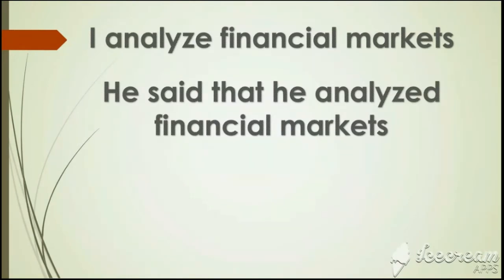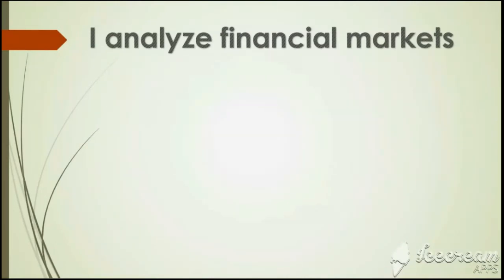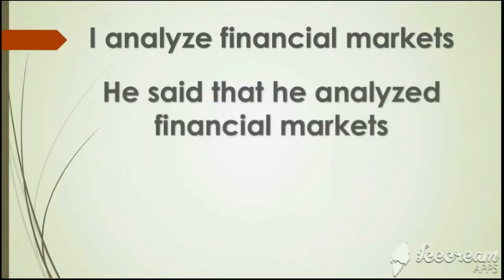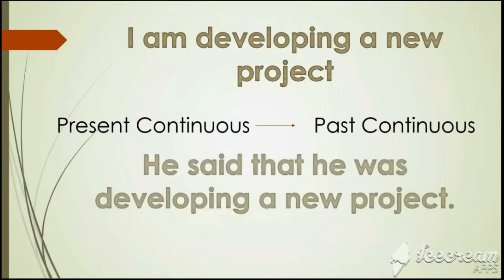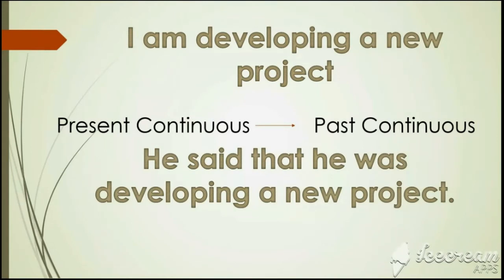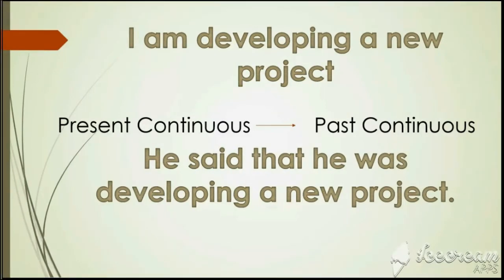So, if present simple is used in direct speech, then we use past simple in indirect speech. Let's get another example. "I'm developing a new project." It's present continuous tense. Then what should we do to use it in indirect speech? In the subordinate clause, present continuous goes to past continuous. He said that he was developing a new project. We see that in sequence of tenses, present continuous goes to past continuous.